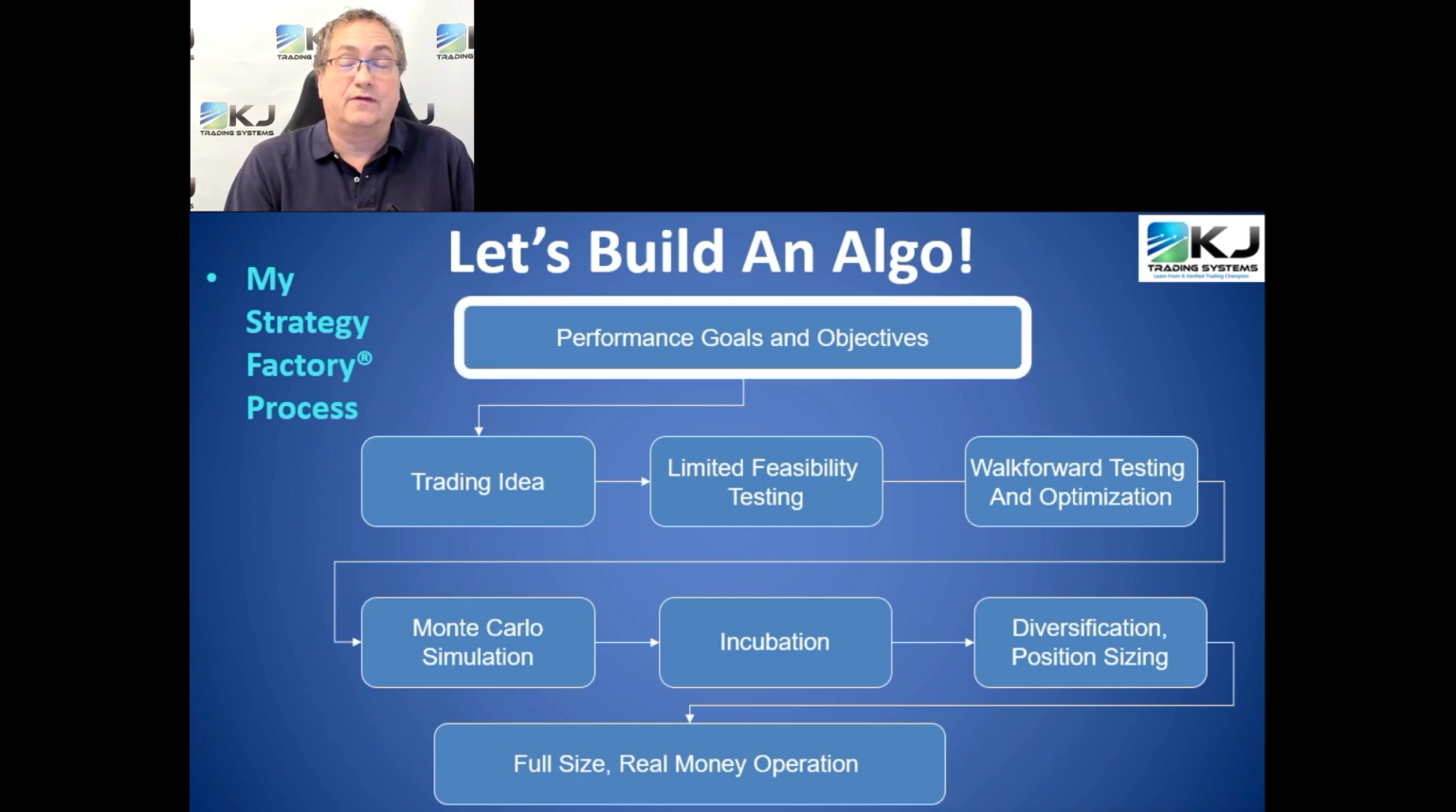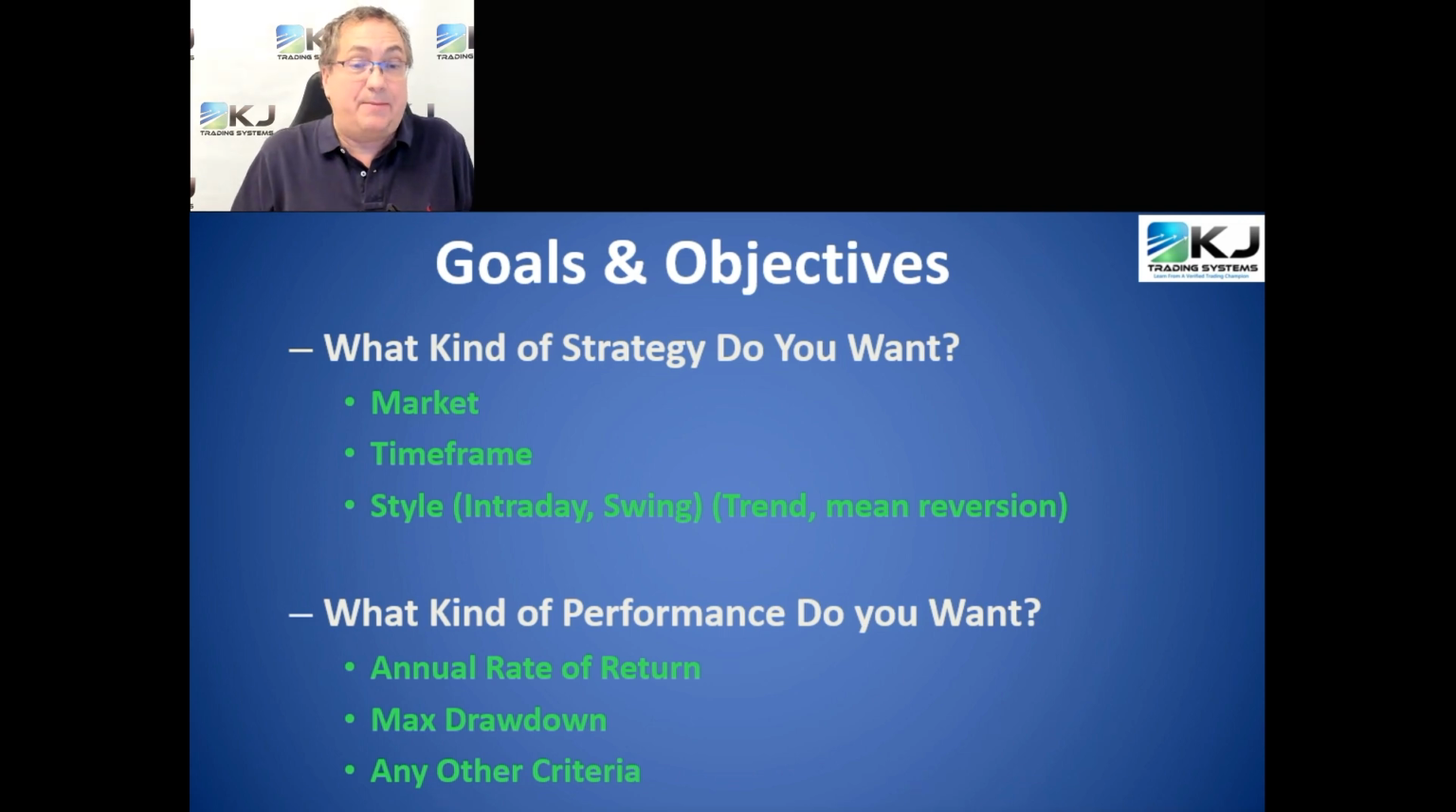So let's start with goals and objectives. It's amazing how many people do not do this. They do not come up with goals. And you really have to do it to create a good strategy. You have to know what kind of market you want, time frame, the style. Maybe you're doing trend following, maybe you're doing mean reversion. Helps to know that up front. But most importantly, you want to know your return that you're looking for and what kind of drawdown, what kind of risk you are willing to endure to get that return. Because if you don't have that, you're going to be in big trouble.